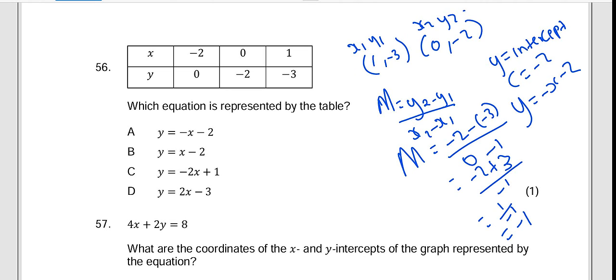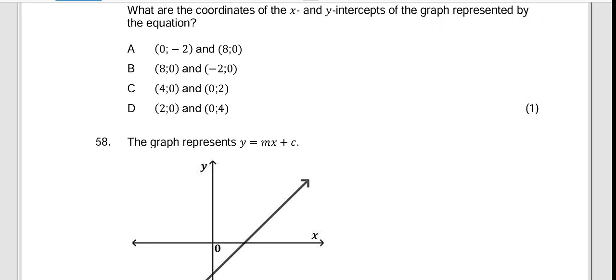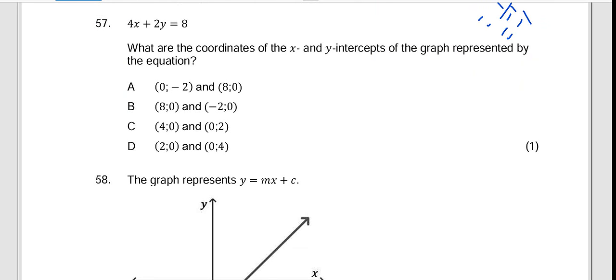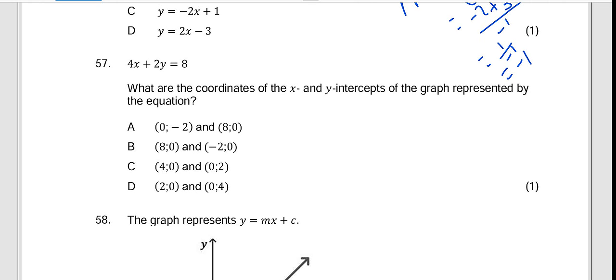This is the question. Number A. What are the coordinates of the x and y-intercept of the graph represented by the equation? What are the x and y-intercepts of this? What is the value of x and y-intercept?